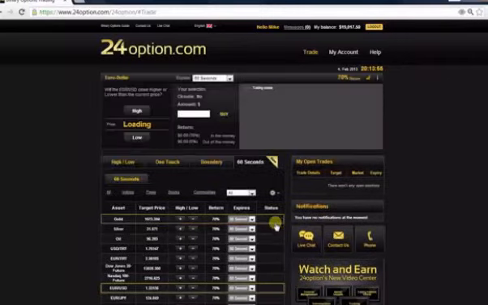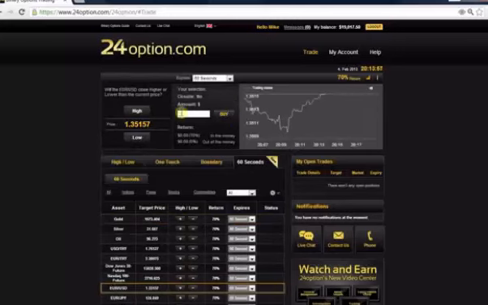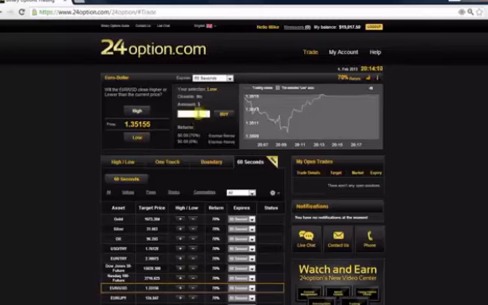So we're going to go here to the Euro US dollar. We're going to click it and take a look at what's been going on for the last few minutes. It's gone down, it's gone up here, so we're going to go with low. So puts. Now the minimum investment for 24options is $25, which is higher than other options platforms. So when you do this technique with 24options, you usually need to start out with a larger initial deposit in order for this technique to work.